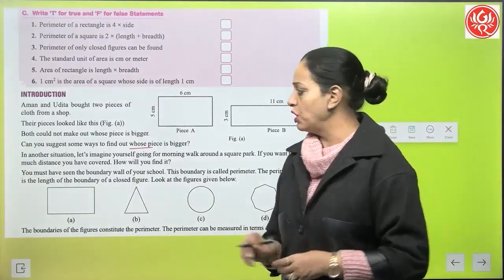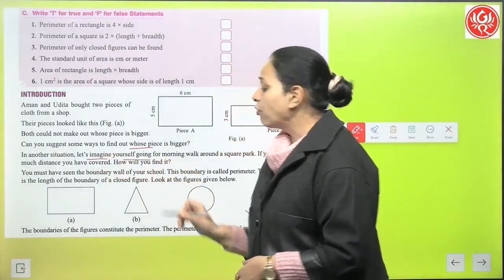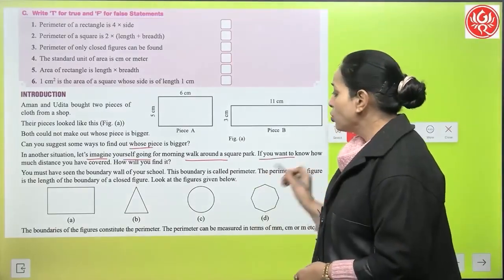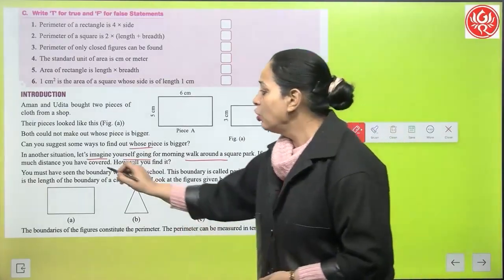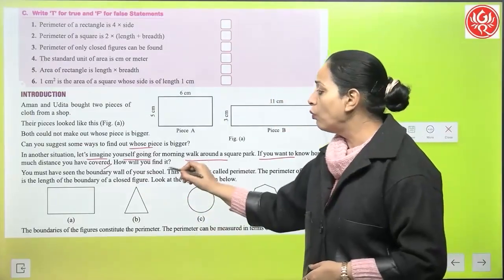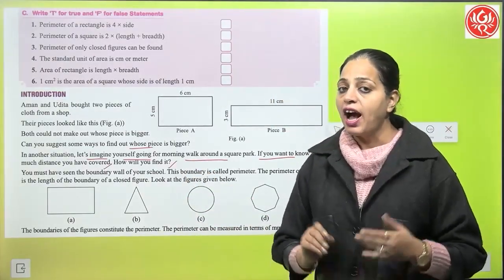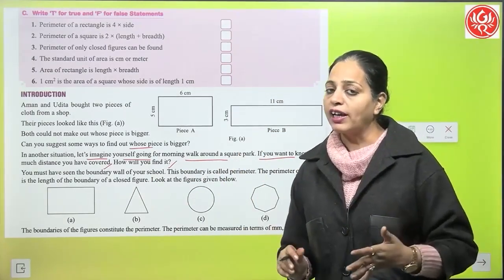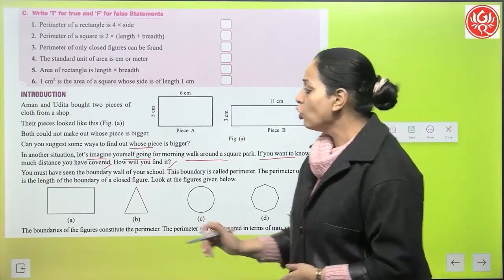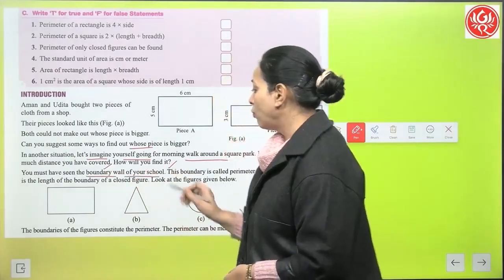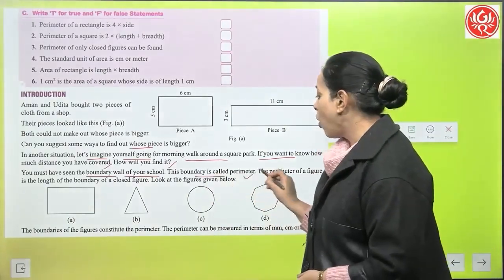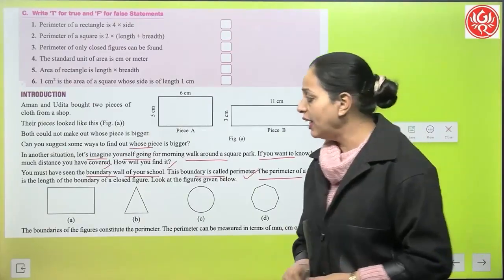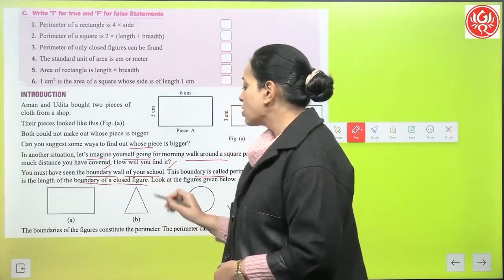In another situation, let us imagine yourself going for a morning walk around a square park. If you want to know how much distance you have covered, how will you find it? What will you do? You will find its boundary. It means you have to find the perimeter, right? So you must have seen the boundary wall of your school. This boundary is called the perimeter. The perimeter of a figure is the length of the boundary of a closed figure.